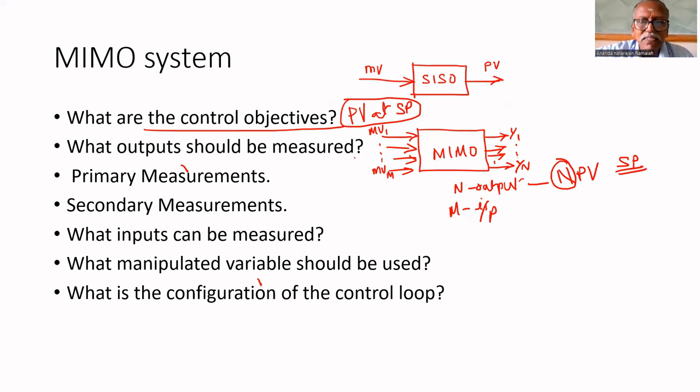Suppose there are L disturbances. The N process variables have to reject the L disturbances. So that is the control objective.